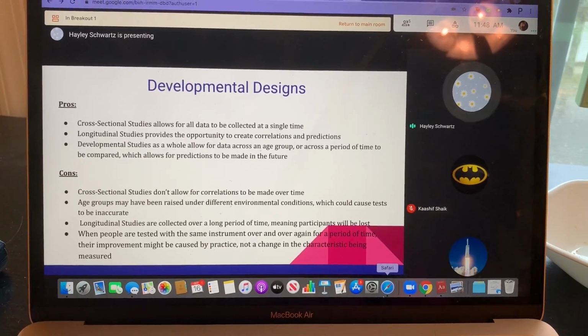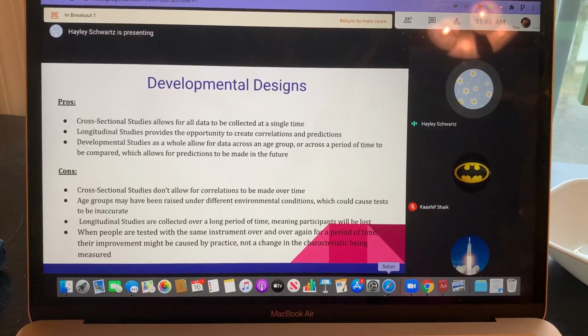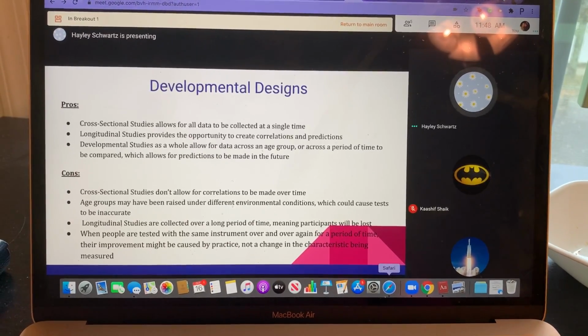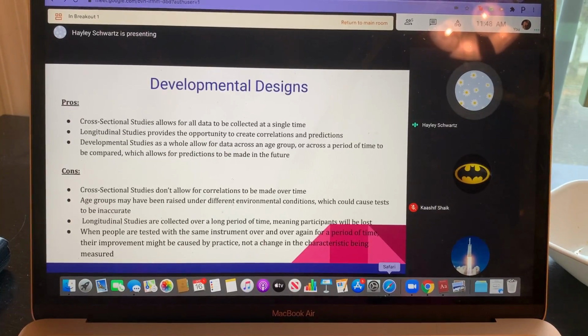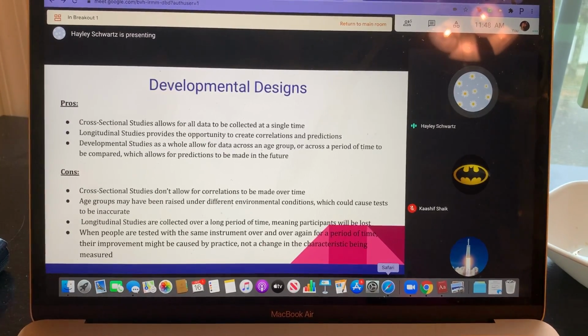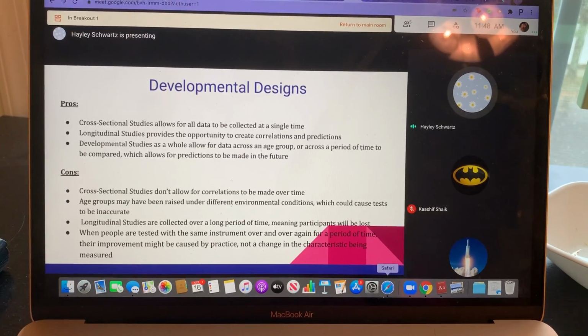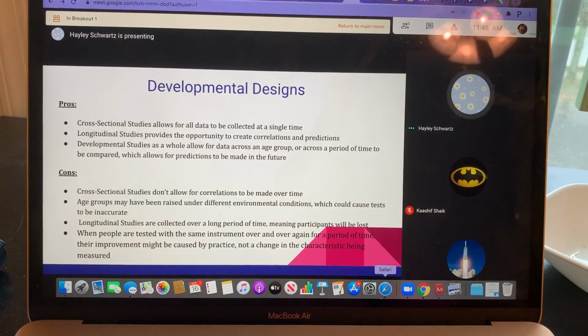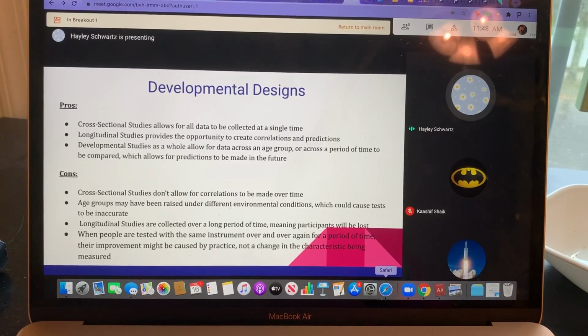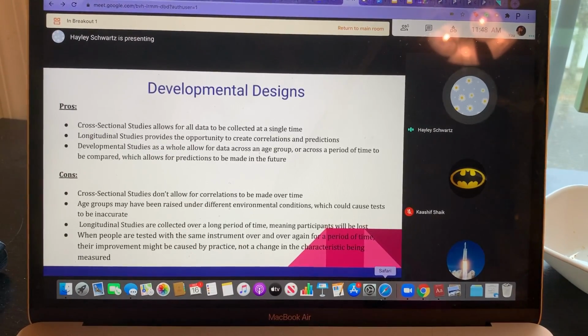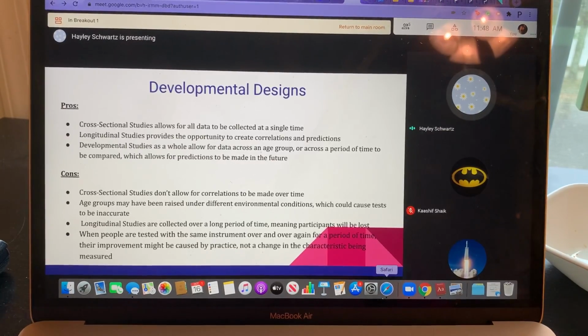And so some pros. The cross-sectional studies allow for all the data to be collected at a single time, and this is much more efficient. Longitudinal studies provide the opportunity to create correlations and predictions. And then developmental studies as a whole allow for data across an age group or across a period of time to be compared, which allows for predictions to be made in the future.